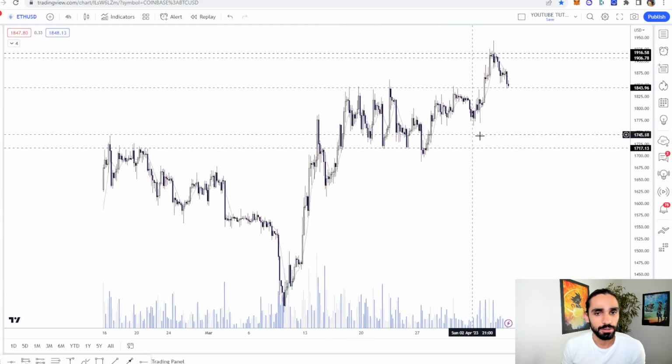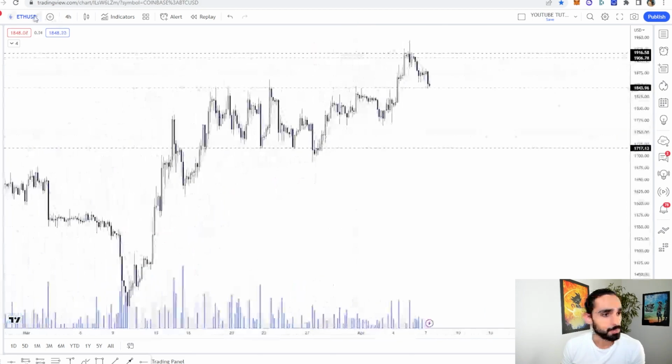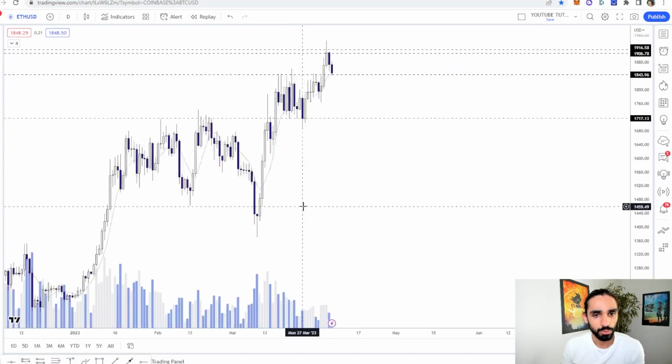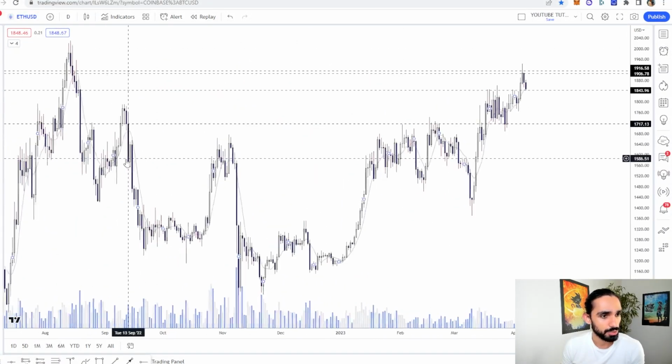We're also going to take a look at Ethereum here, because this has been pretty fantastic to trade recently. I caught a very nice short on this, and I'm going to take you guys through that setup.